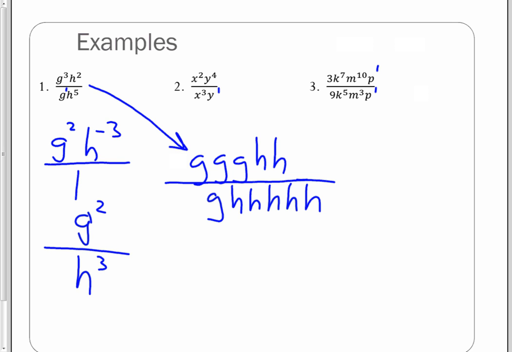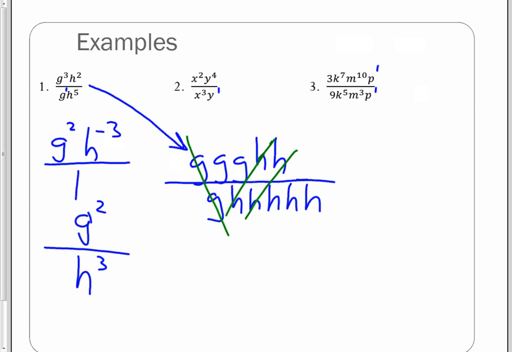How many G's? 1. Cross it out. How many G's are left on the top? That's what we got on the top. How many H's can I cancel? 1, 2. How many H's are left? 3. So you can do it this way. This is harder when the exponents get a lot bigger.